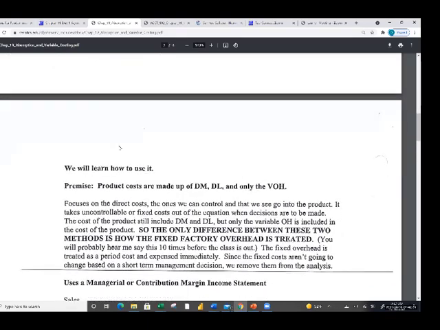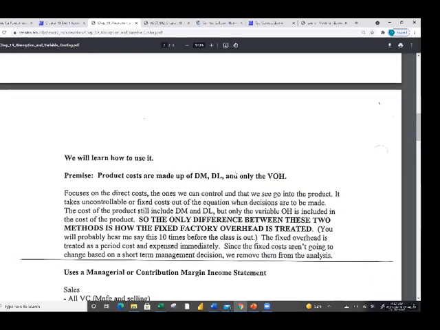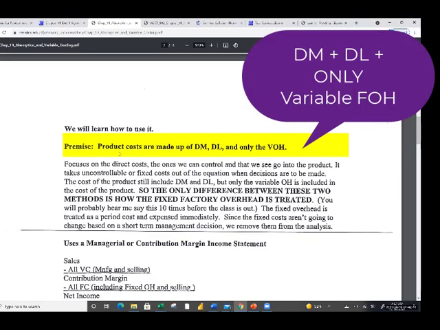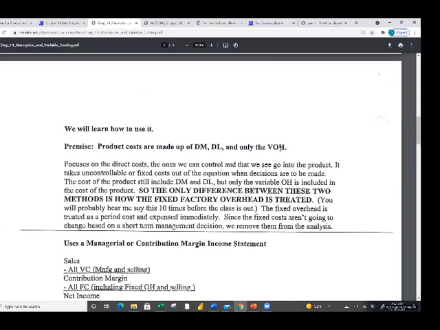So we're going to learn how to use it, but here's the basic premise right here. The premise for variable costing or direct costing is that product costs are made up of direct materials, okay, same as the traditional, direct labor, same as the traditional. Here's the big difference. Only the variable overhead. Okay, so stop for a second. GAAP says for external uses using absorption costing, that product costs are made up of 3 things: direct materials, direct labor, and all the overhead.